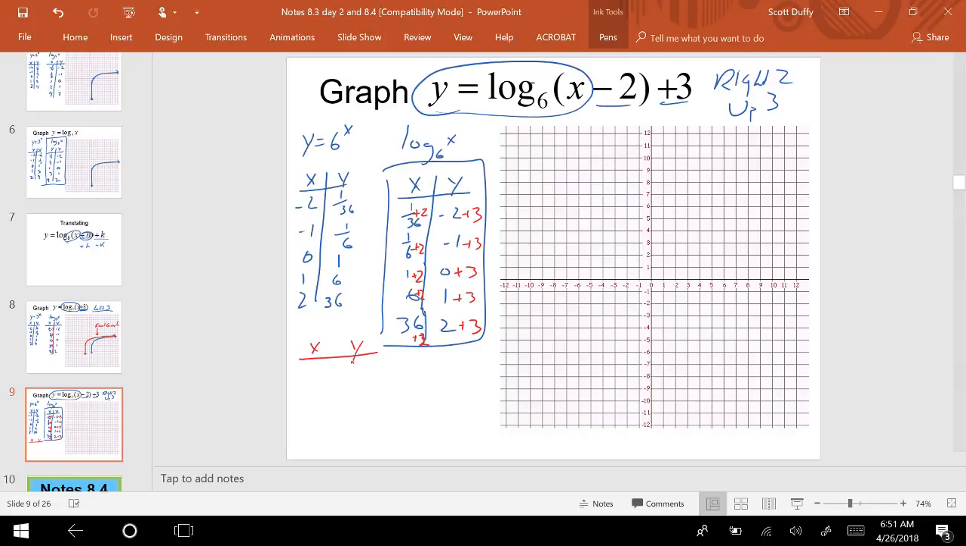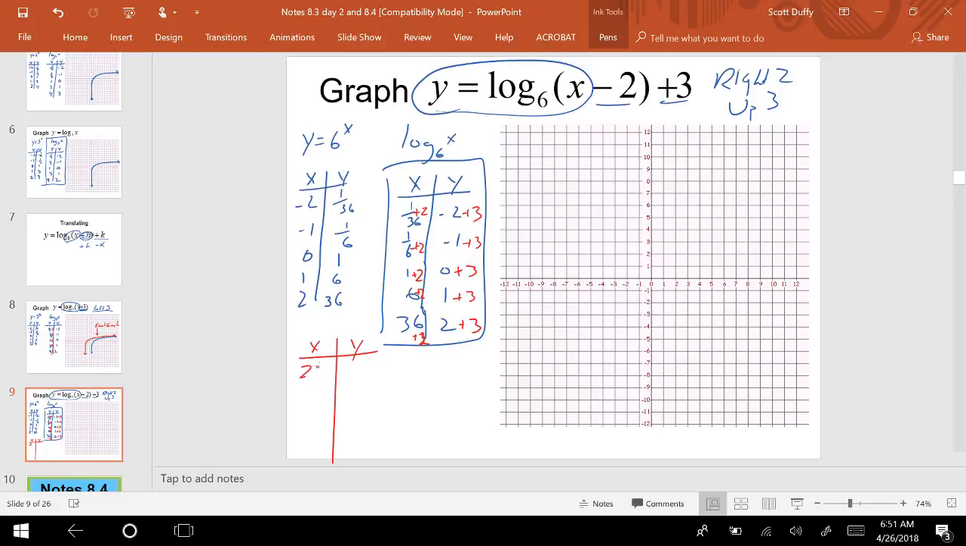so let's make a new table of values here. So 2 and 1/36, and then negative 2 plus 3 is 1. 2 plus 1/6 is 2 and a 6th. Negative 1 plus 3 is 2. 1 plus 2 is 3. 0 plus 3 is 3. 6 plus 2 is 8. 1 plus 3 is 4. 36 plus 2 is 38. 2 plus 3 is 5. Those are the points I want to graph.